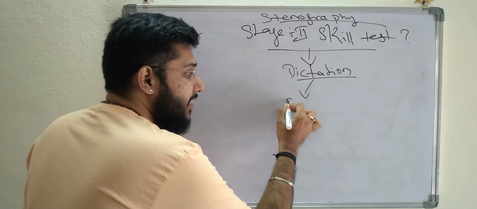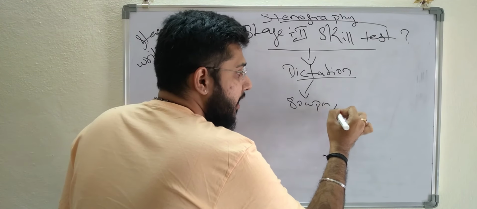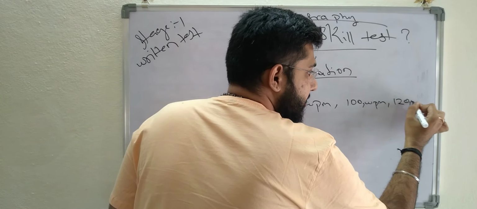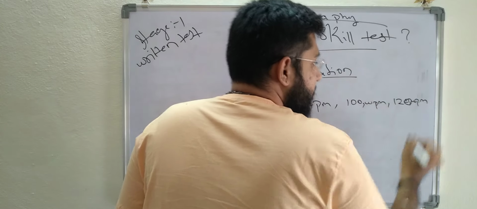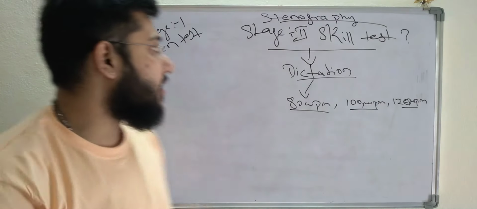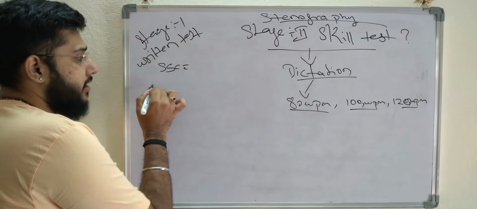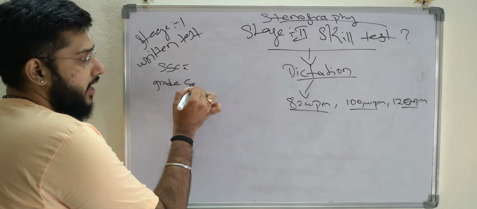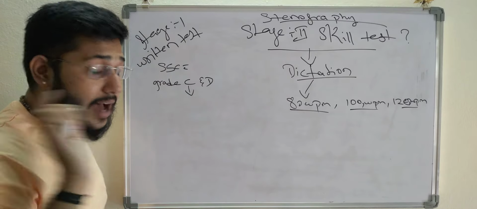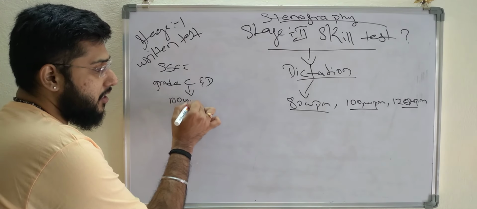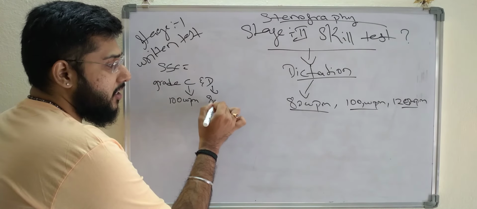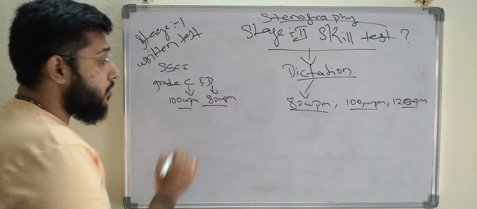The speed is 80 words per minute, 100 words per minute, or 120 words per minute. When we apply for the exam, for example let us take SSC grade C and D. When we choose grade C in your SSC examination, it means 100 words per minute. When we choose grade D, that is 80 words per minute. So you must be careful.